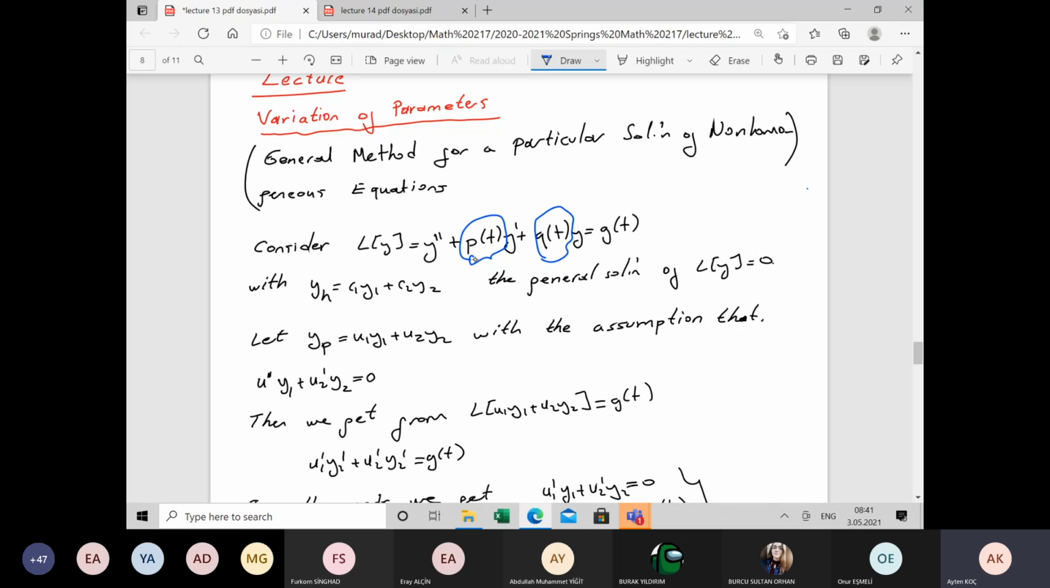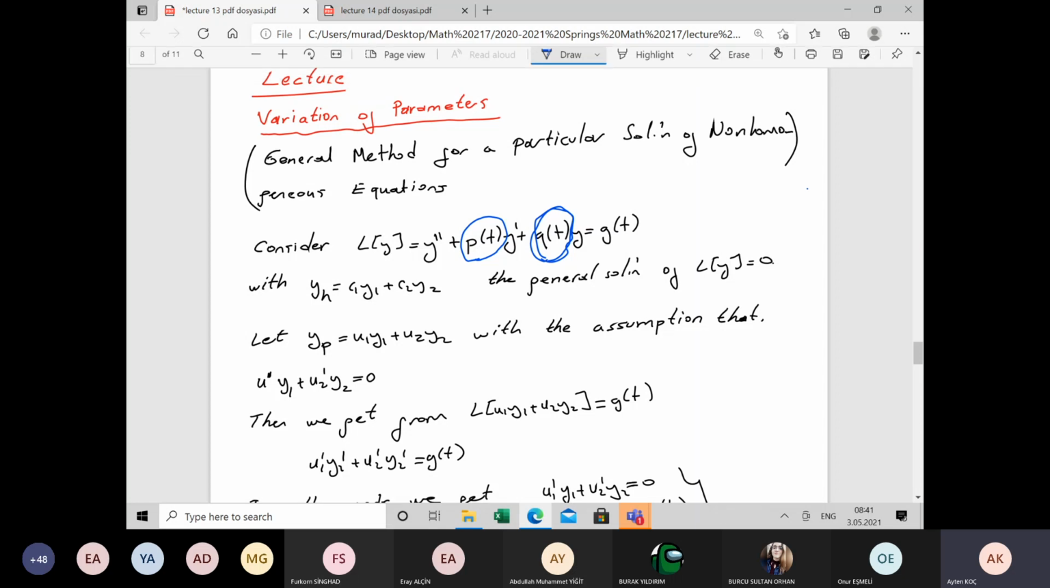Here, be careful. Look at the coefficients, and also consider the differential equation. The y double prime coefficient is 1, which means it is in standard form. It's a second order differential equation in standard form, and look at the coefficient of y prime, p of t, and the coefficient of y, q of t. These coefficients are functions of t.